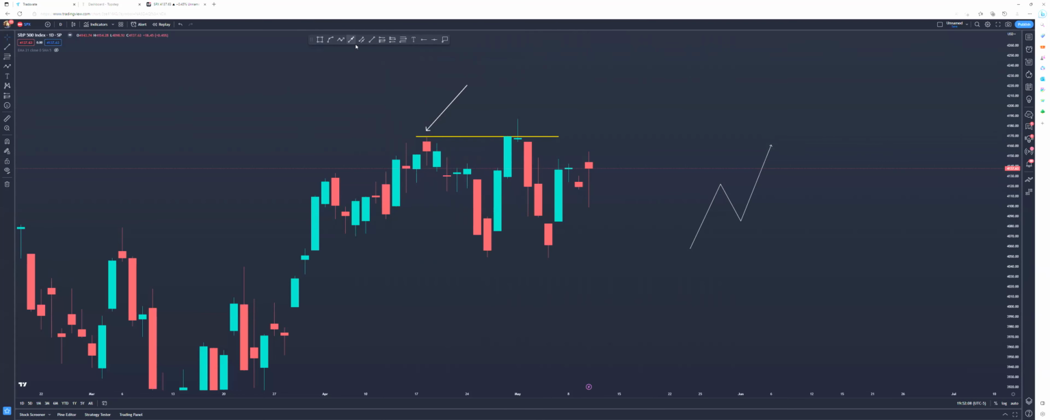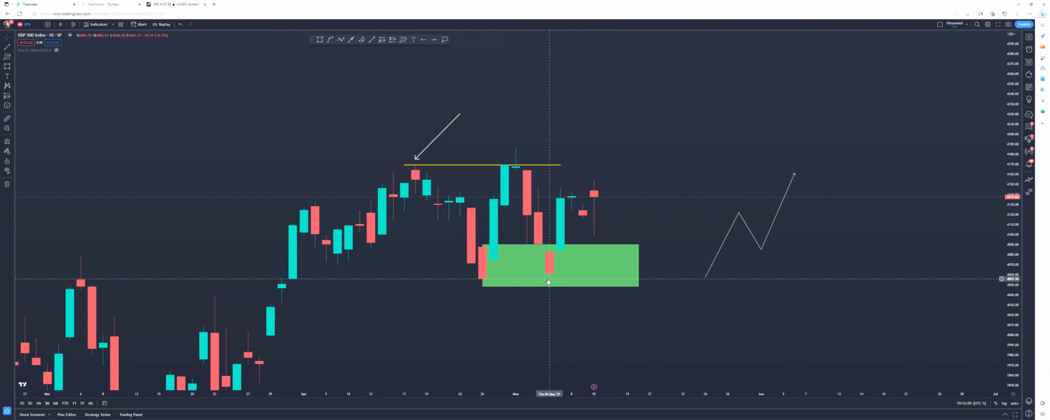Okay, everybody see that? So now, as we broke structure, we pulled back into this zone. What did we do when we pulled back to the zone? We literally came down to the lowest point of the zone and we pushed right out of it. You could have caught a nice trade from this.